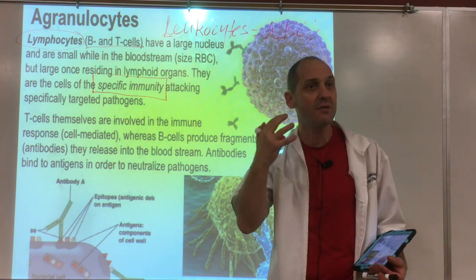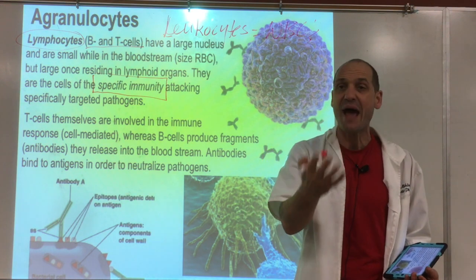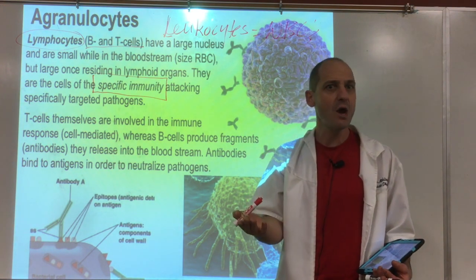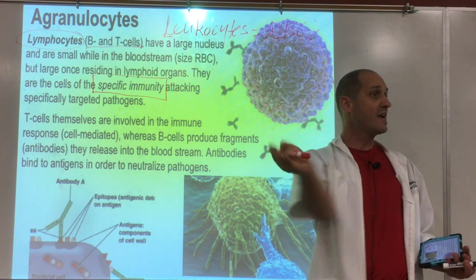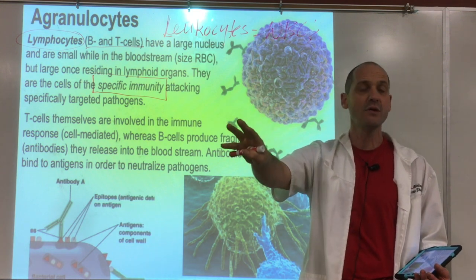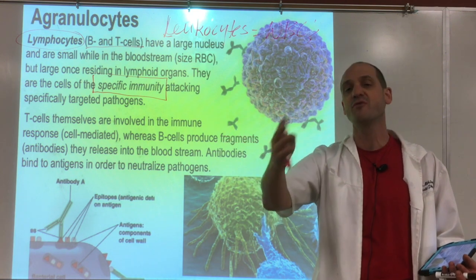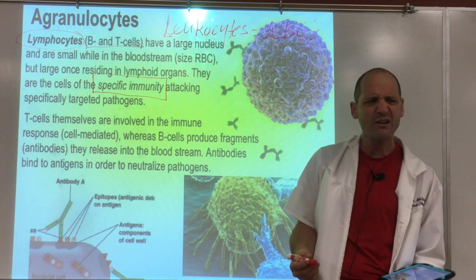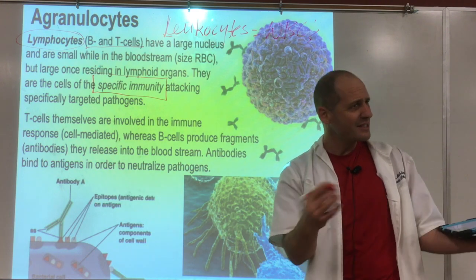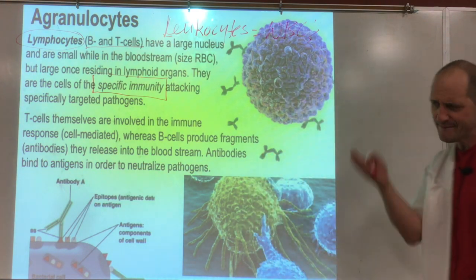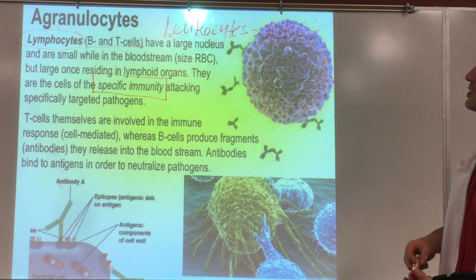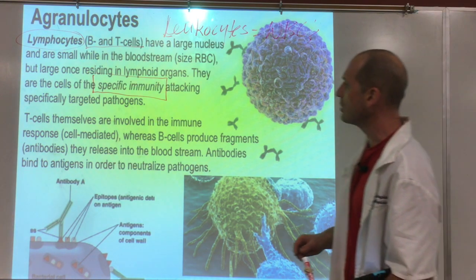So the cell learned what that pathogen looks like, and they say, oh, we've seen that before, we can go kick it to the curb. And it immediately goes and does that. It doesn't have to first learn and say, I don't know if that's bad or not. Is it really bad? It doesn't have to do all that process. It just goes, we know what to do. So that's the B cells and the T cells.